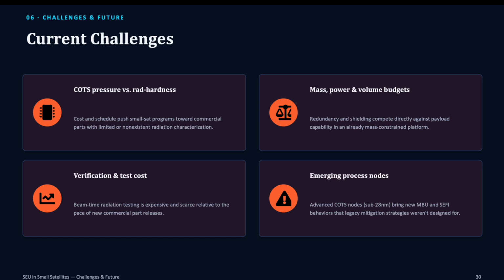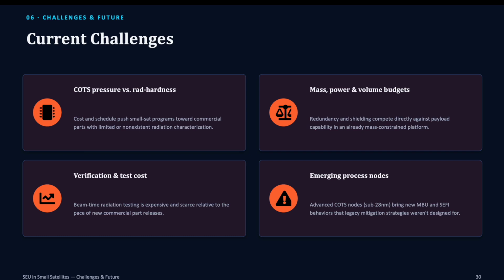In terms of commercial off-the-shelf hardware, the cost and the schedules normally push small sat programs towards more commercial parts, and most of these commercial parts do not have radiation-hardened hardware within their systems. For the budgeting side, for structure, electrical power, and mass, redundancy and shielding compete directly against the payload in an already mass-constrained platform. If you have a 1U, 2U, or 3U, you're asking how much can I fit in this to be able to achieve my mission?